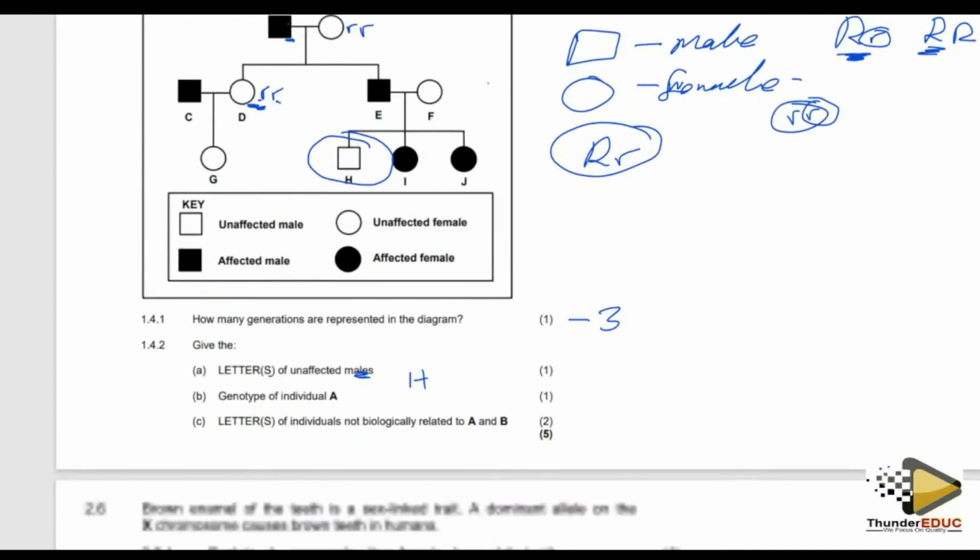Then the next question, they are saying that the genotype of A, we are done with that. It is capital R, small r. Give the letter or letters.